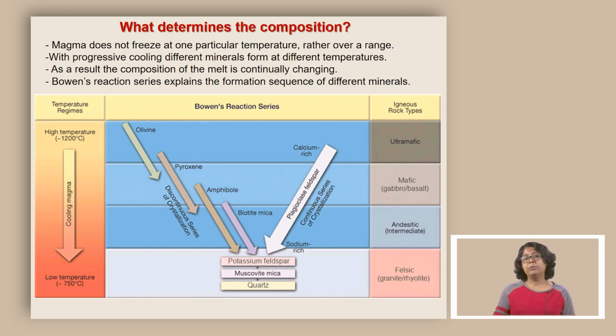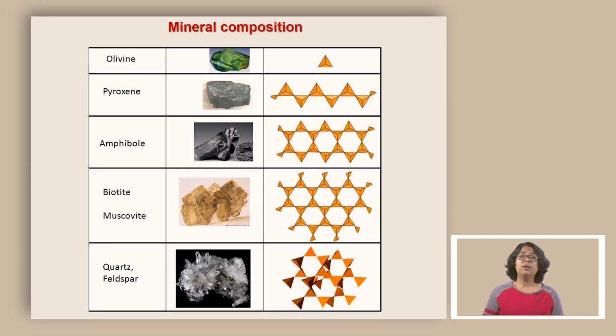But later, when people tried to understand the mechanism of it, they could also find a very similar progression when we look at silica tetrahedra arrangement. If you recall the mineral composition and silica tetrahedra arrangement, you will see it follows the discontinuous series of Bowen's reaction series, where olivine is at the top, followed by pyroxene, amphibole, biotite, muscovite and quartz feldspar.